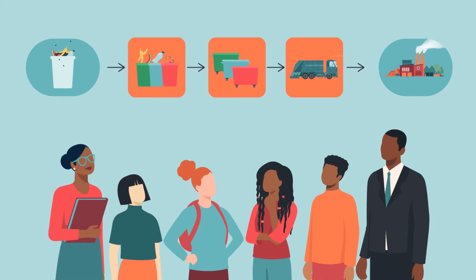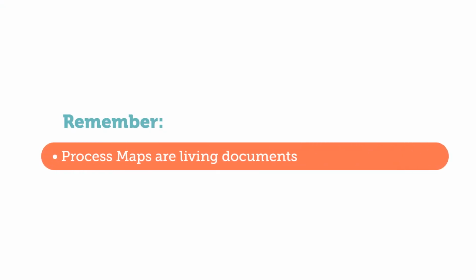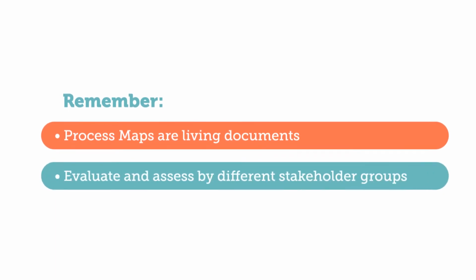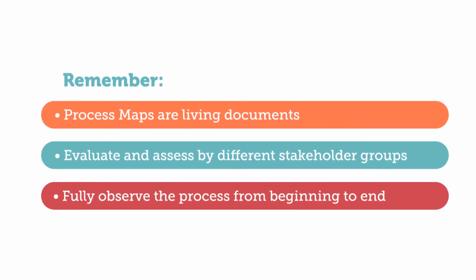They help your team align on key processes in relation to your aim and guide your improvement efforts. Remember, process maps are living documents that should be revisited and revised over time. Systems and policies change, and it's important to know if processes are still current and accurately represented. Members of your different stakeholder groups must evaluate or assess it for accuracy and completeness. For the greatest accuracy, you should be able to fully observe the process from beginning to end to ensure that it matches what you have on paper.